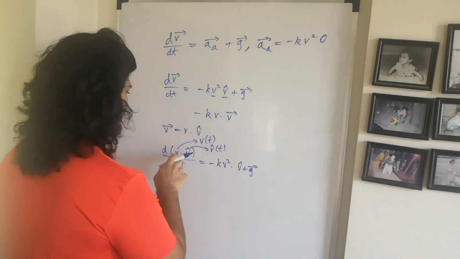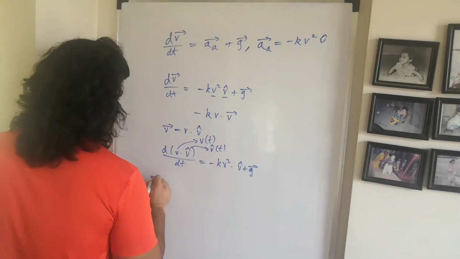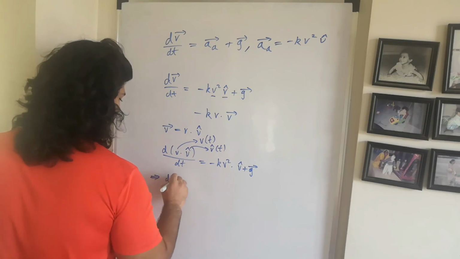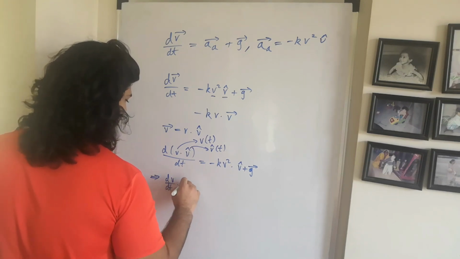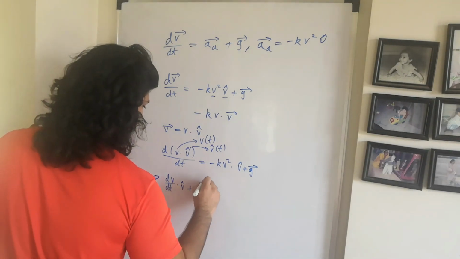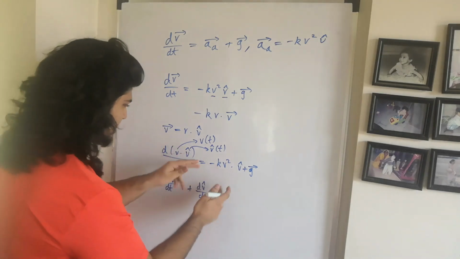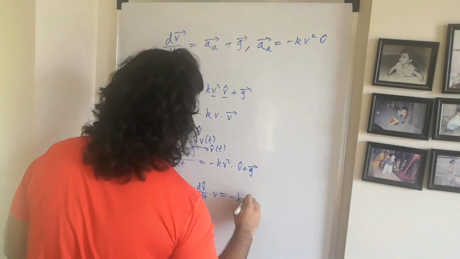So now we can use the product rule over here, because you have a product of two functions. So this implies that dv by dt times v hat, differentiating the left, plus dv hat by dt times v, differentiating the right, is equal to minus kv square.